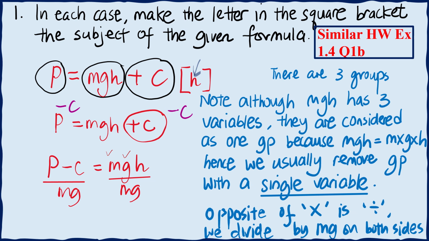You just need to shift, because to make the letter the subject, it must always be on the left-hand side. So from P minus C over MG equals H, you need to change the position: make H on the left and P minus C over MG on the right. Whatever letter you need to make the subject, it is the king, so it's always on the left-hand side. And that's how we do question 1.